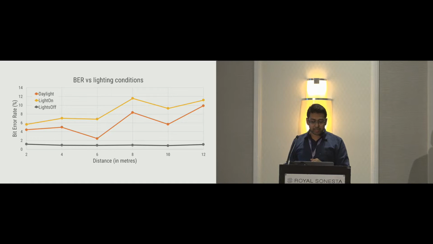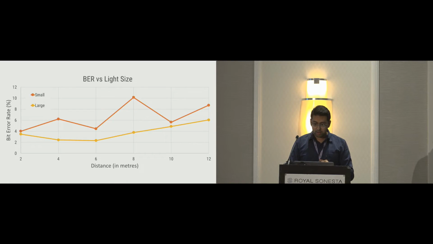Across all conditions and distances, we found a mean bit error rate of 5.2%, which roughly means 1 in every 20 transmitted bits was incorrect. This level of corruption can typically be handled by error correction techniques. We can see from this graph that light anchors perform better when there is low ambient illumination, since the light anchor is brighter compared to the background.